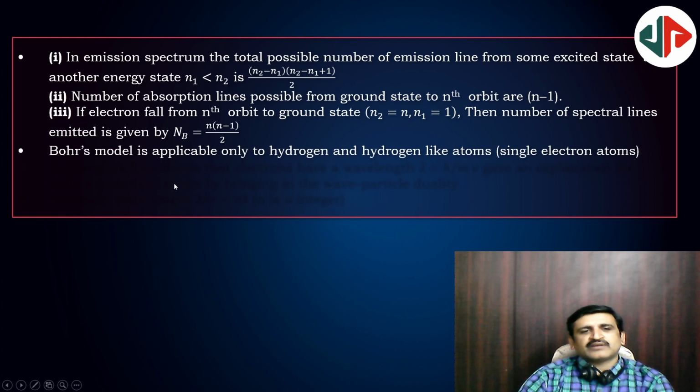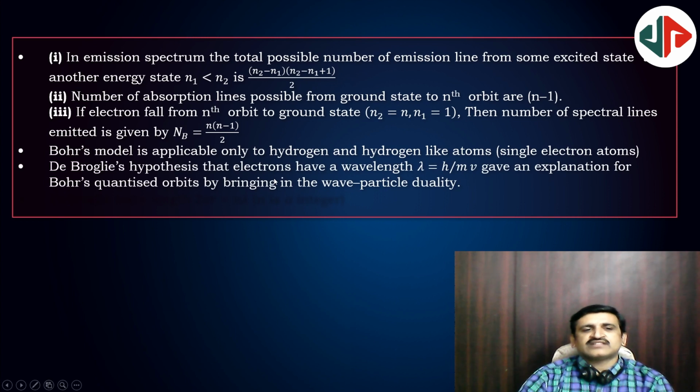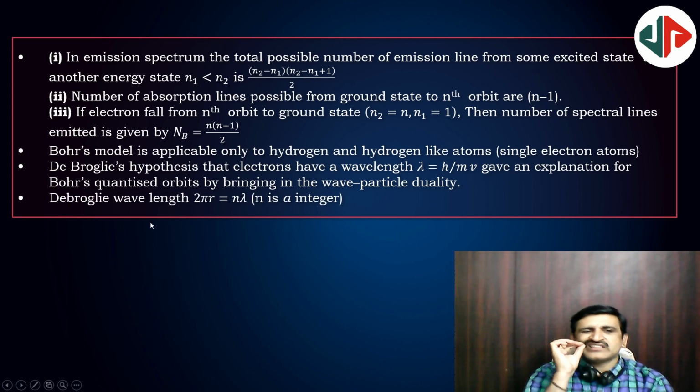Bohr's model is applicable only to hydrogen and hydrogen-like atoms, or single electron systems. The de Broglie hypothesis that electrons have wavelength lambda equal to h by mv gave an explanation for Bohr's quantization of orbits by bringing in wave-particle duality. So for the de Broglie wavelength, 2 pi r is equal to n lambda, where n is an integer; only then can the electron be there.